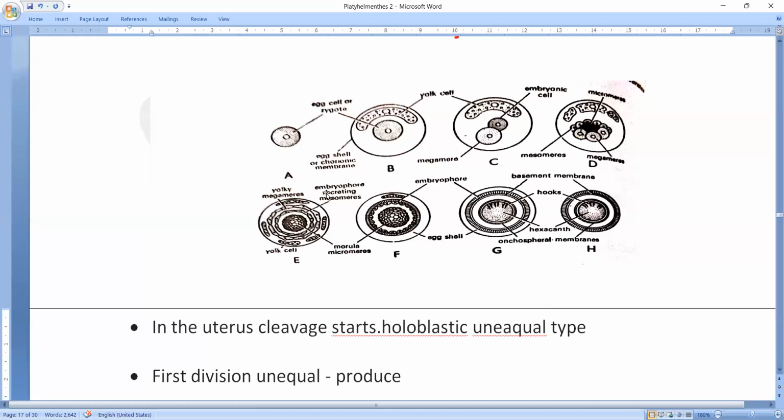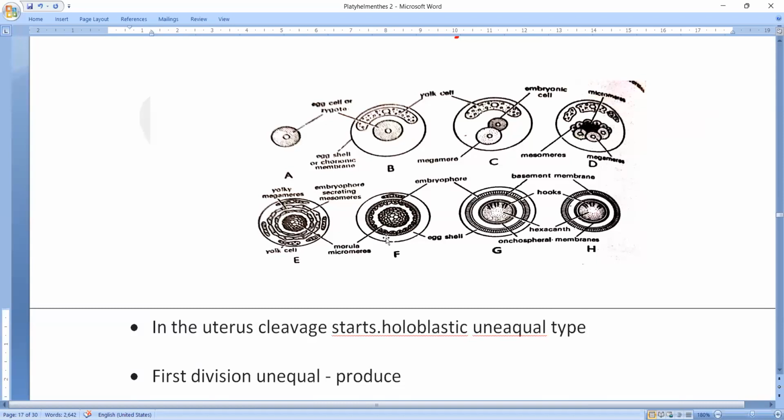Okay, this is one. And the mesomeres form an innermost membrane called embryophore అనే ఒక membrane form చేస్తుంది. Whereas the megamere forms the outer membrane. Outer membrane ని ఈ యొక్క మెగామియర్స్ అనేటువంటి ఫామ్ చేస్తాయి. So now the inside embryophore and the outer membrane are present surrounding the developing morula. And what is this? This is the eggshell which is produced by the yolk cell even in the uterus itself.